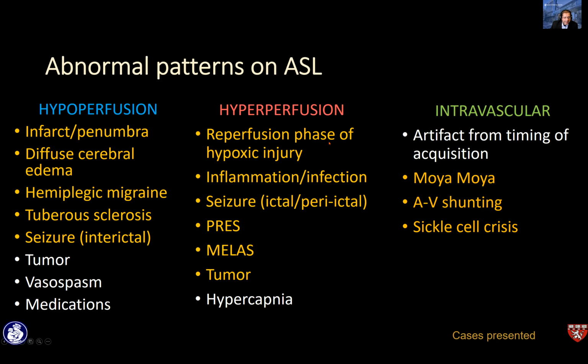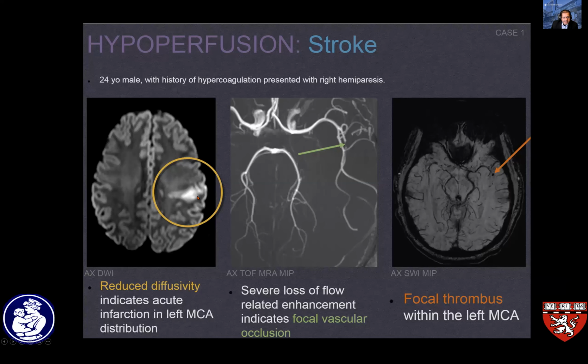So let's talk about the abnormal patterns of perfusion on ASL. You can have hypoperfusion, hyperperfusion, or intravascular signal. And these are different examples which we'll quickly talk about here. This is a patient with an infarct. You can see reduced diffusivity here.